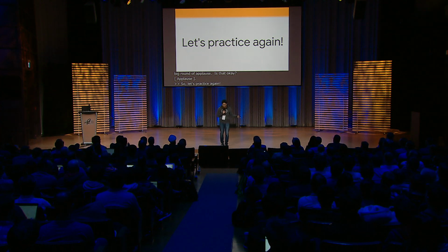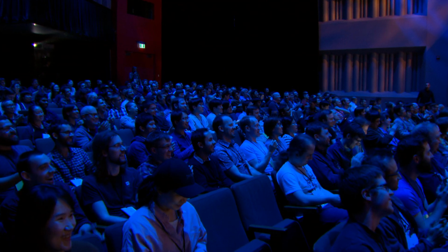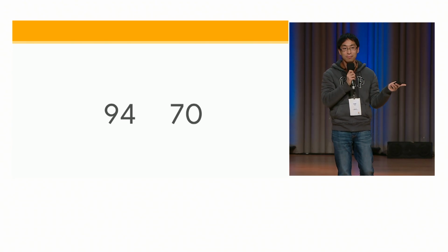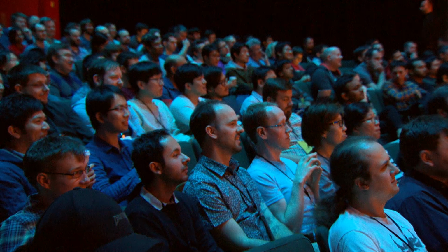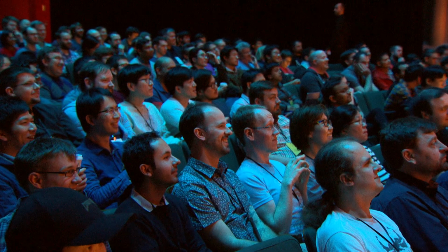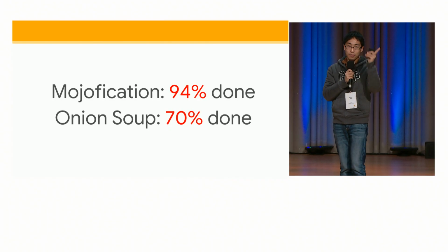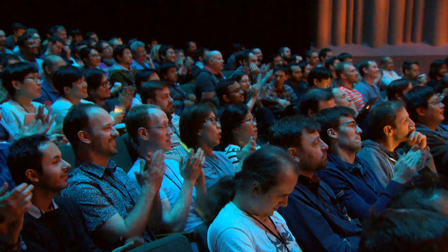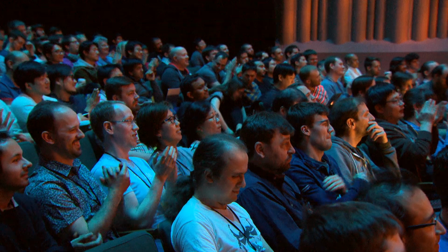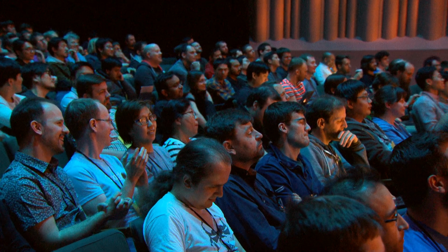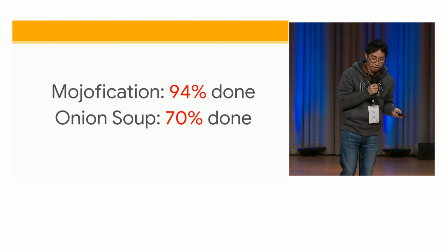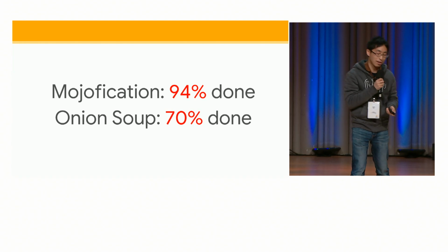It's not working. Okay, so there are two numbers. What does it mean? Do you have any sense about it? No. Modification is 94% down. Onion soup is 70% down. So many people contributed to this effort. This is our community contribution, so thank you very much for contributing. We are aiming at 100%. Thank you very much.